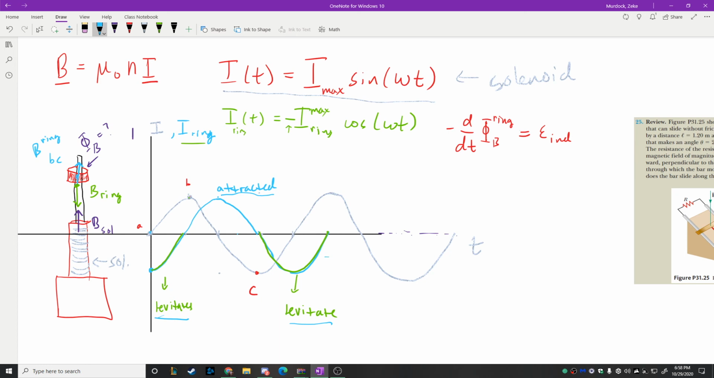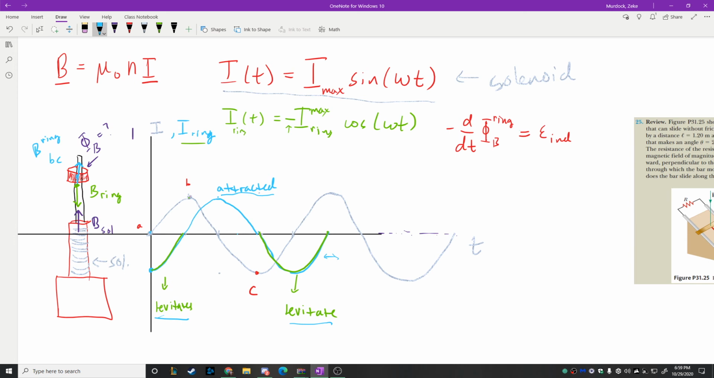The fact is that this bottom curve here should actually be either shifted to the right or to the left, based on the fact that the ring itself has what's called self-inductance. So the fact that there's an induced current in this ring means that it produces a magnetic field within itself, right? Does that make any sense? The ring has a changing flux due to the solenoid, but it also has a changing flux due to itself, actually. Hopefully you can understand why that would be.